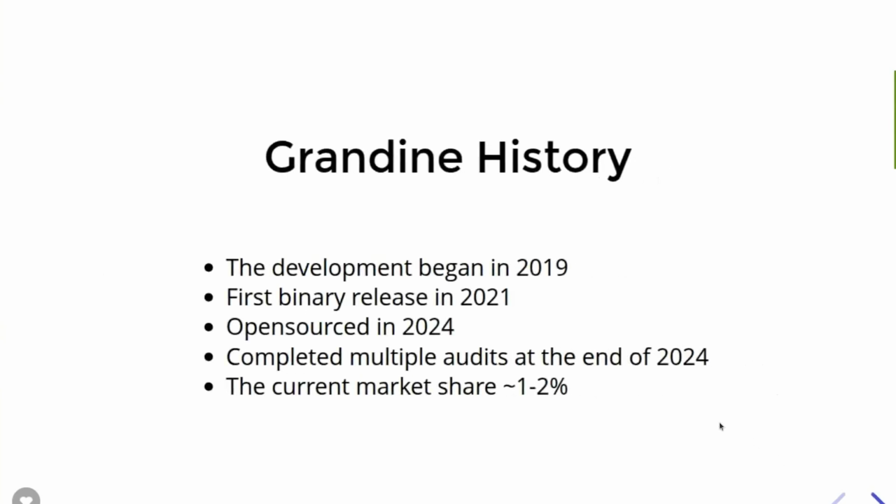For the Grandine history, the development has been going for quite a few years. We started development in 2019, and then in 2021 we released the first binary. After the release, we saw that there was some traction and people were interested in the client because our main focus was really performance, and there are always some users who are really interested in performance. We saw that from the very first binary release.